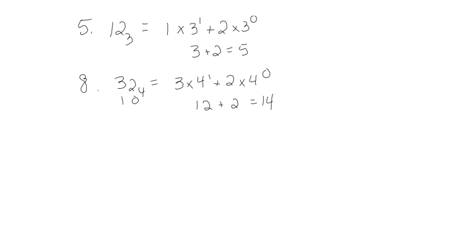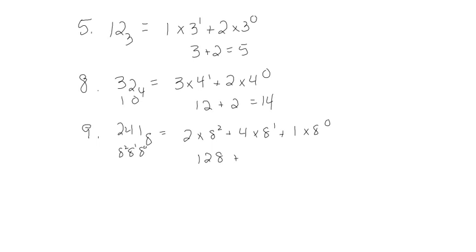For number 9, 2, 4, 1, base 8. This is 8 to the 0, 8 to the first, 8 to the second. So this would be 2 times 8 to the second plus 4 times 8 to the first plus 1 times 8 to the 0. So 8 squared is 64. So here I'm going to do 64 times 2, and that gives me 128. Plus, this is just 4 times 8, which is 32, plus 1. So now I'm going to add 128 plus 32 plus 1, and I've got 161.